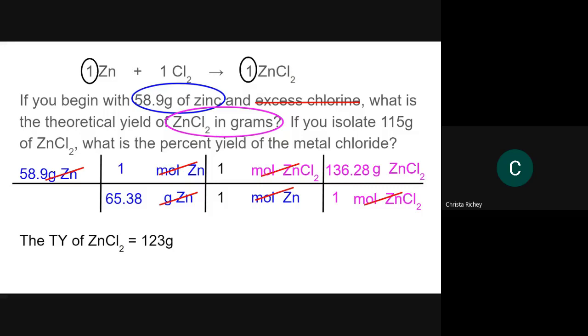Okay, so when I calculate this, I cross out the ones. 58.9 times 136.28 divided by 65.38. My theoretical yield, I should be able to make 123 grams of that substance. Once again, the answer to your math is your theoretical. This is how much I really made. And to do percent yield, you do the amount that you make divided by what you should have made times 100. And there should be 2 numbers after the decimal.